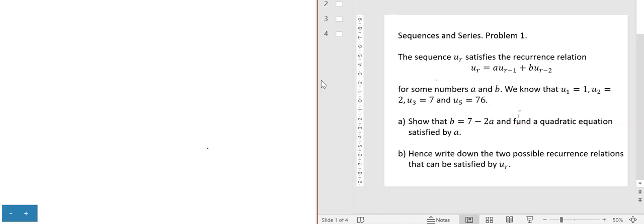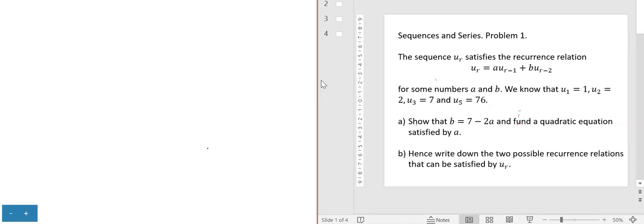Notice that the word hence in part B means that you need to use the result from part A in order to obtain the solution for part B. Sometimes you would also see the phrase hence or otherwise, which means you're free to either use the result of the previous calculation or solve the problem by any other method you like. Right then, let's get back to the problem.